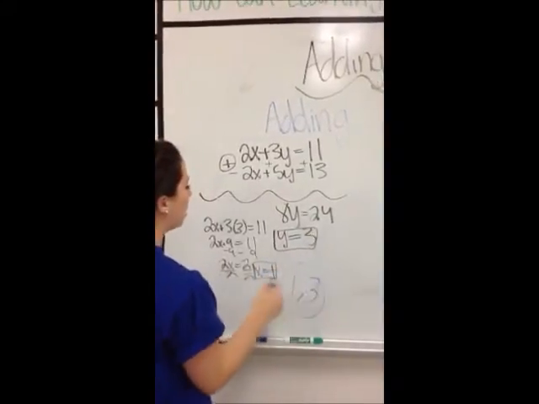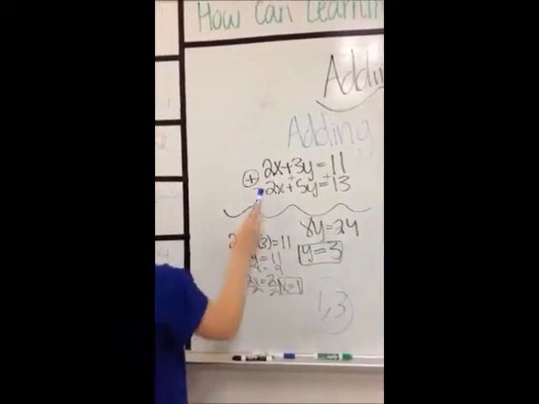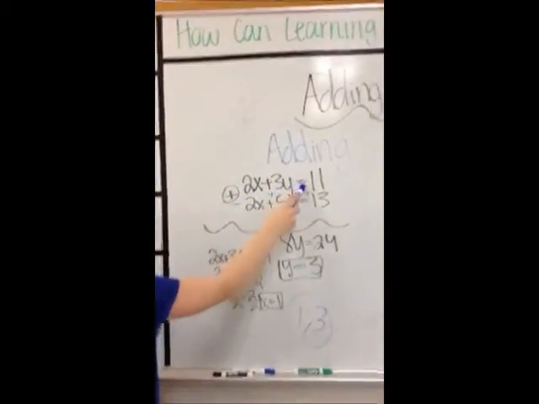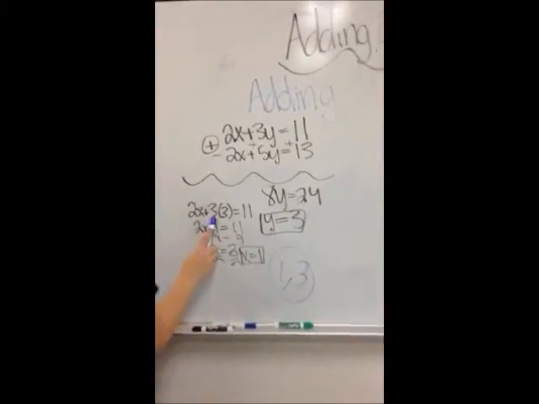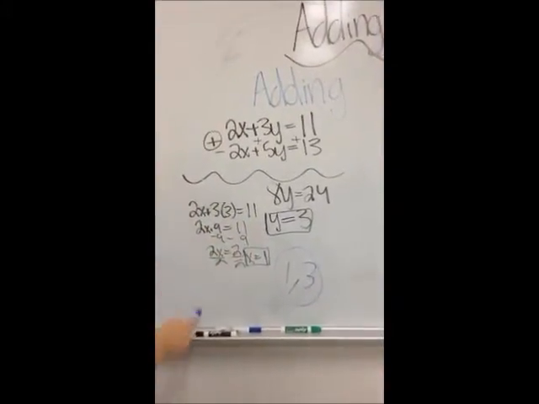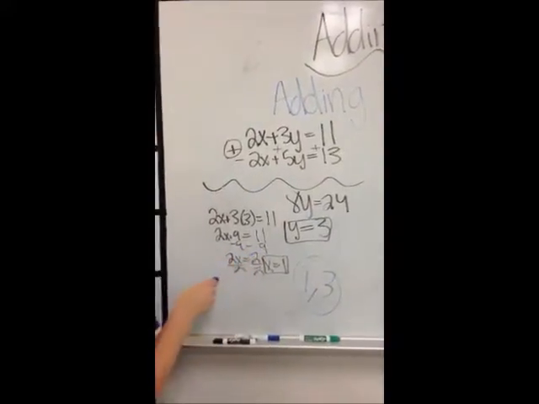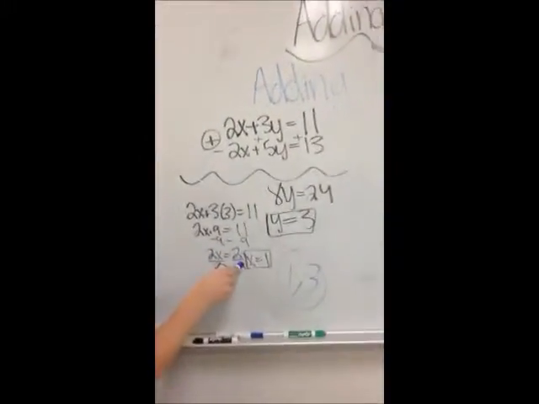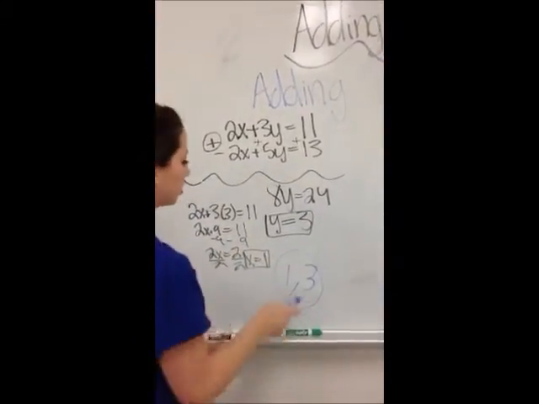To find x, you have to plug y into either equation. So I chose to plug into 2x plus 3y equals 11. And then it's 2x plus 3 times 3 equals 11. 2x plus 9 equals 11. I'm going to subtract 9 on each side. 2x equals 2, so x equals 1. So your solution is 1, 3.